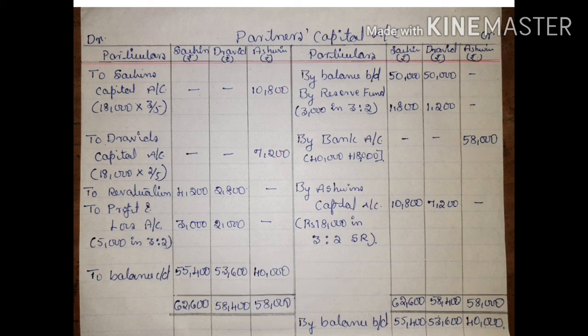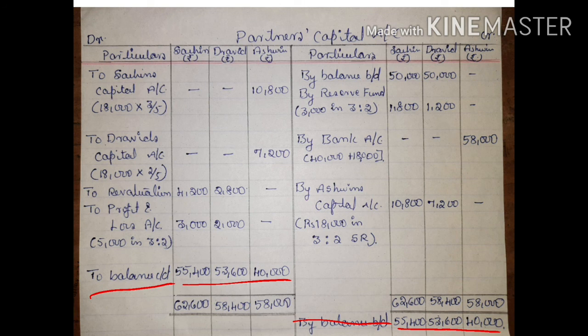So balance carried down 55,400, 53,600, 40,000, and write down that amount here also. After that, by balance brought down 55,400, 53,600 and 40,000. It is a capital balance after admission.